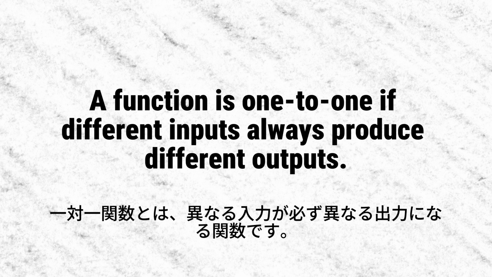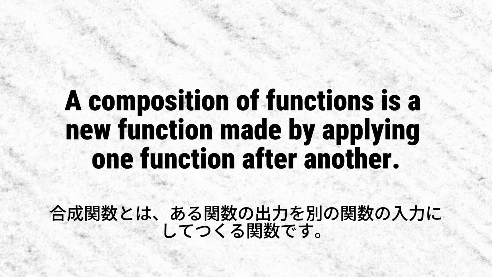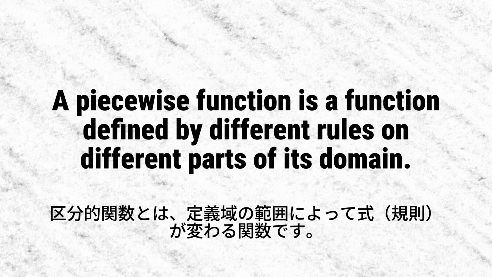A function is one-to-one if different inputs always produce different outputs. An inverse function reverses the input-output relationship of a one-to-one function. A composition of functions is a new function made by applying one function after another. A piecewise function is a function defined by different rules on different parts of its domain.